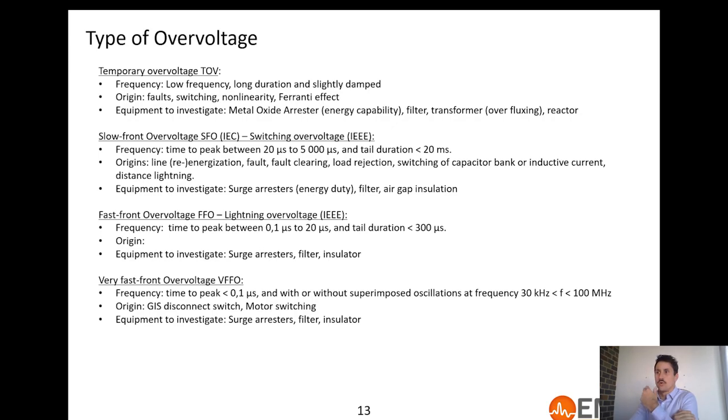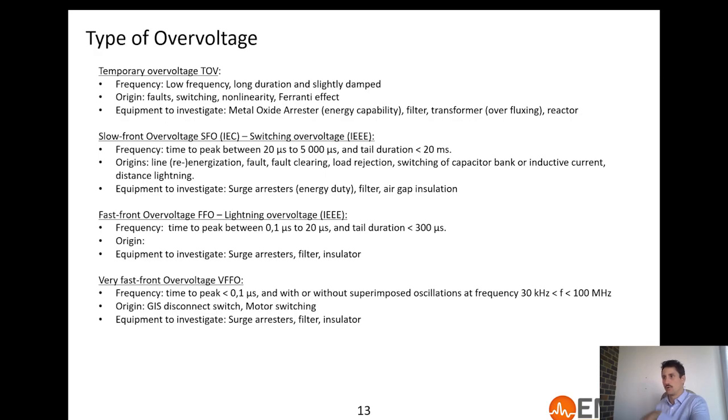Then you have the slow front overvoltage. So the slow front overvoltages are switching. They are called slow front in comparison with lightning and other types of overvoltages. The shape for this surge: the rising time of the overvoltage, between the moment where it's basically normal to the peak or close to the peak, is between 20 microseconds and 5,000 microseconds. And then the duration for the tail, when it goes back to almost normal, is typically less than a cycle. Okay, so that's the characteristic of a slow front overvoltage.